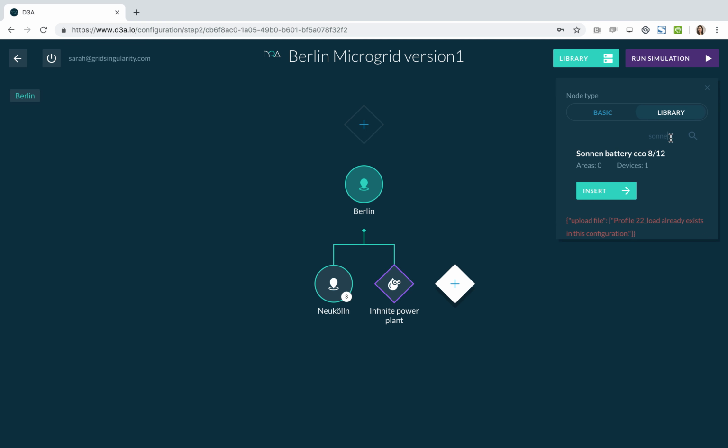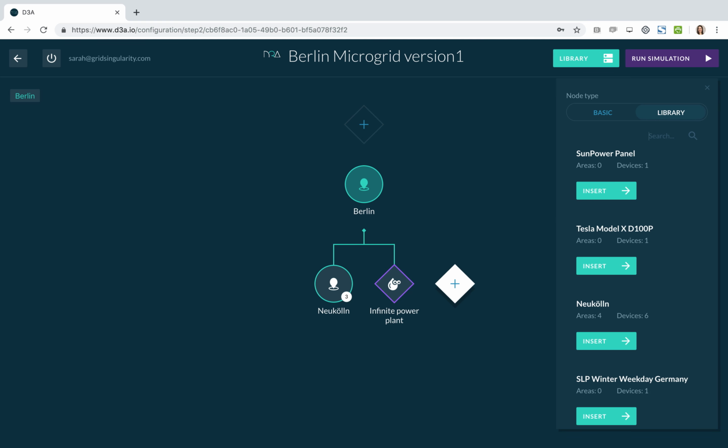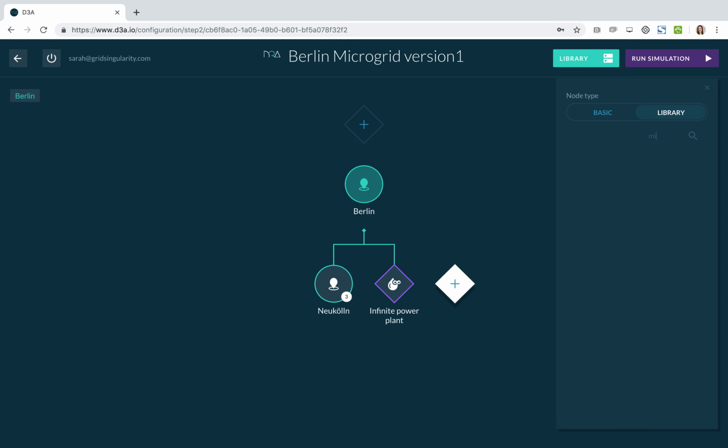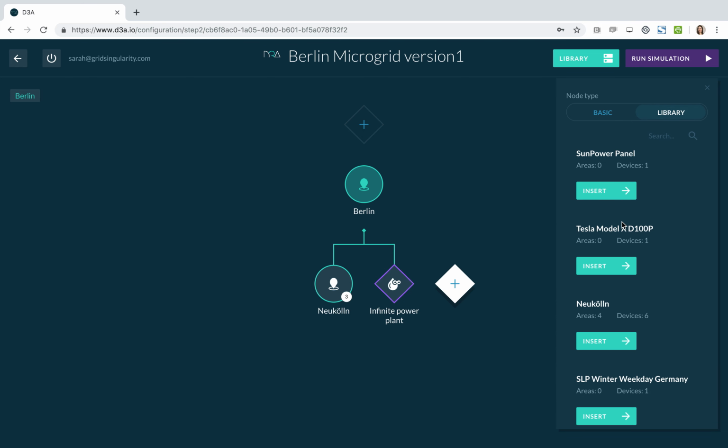This is because this one has an uploaded profile. So if I look for, I think I had a whole neighborhood here, Mitte. This one might work. This is a work in progress, but you can add different devices to your simulation.